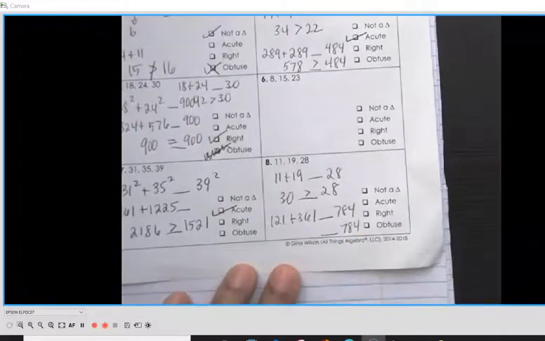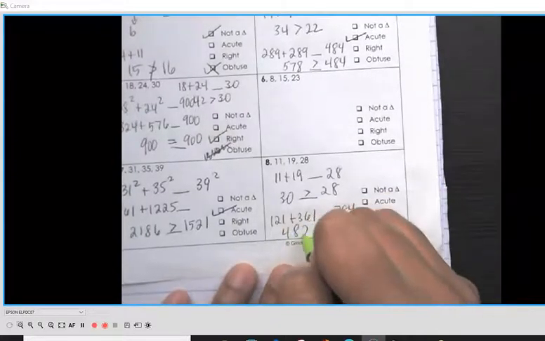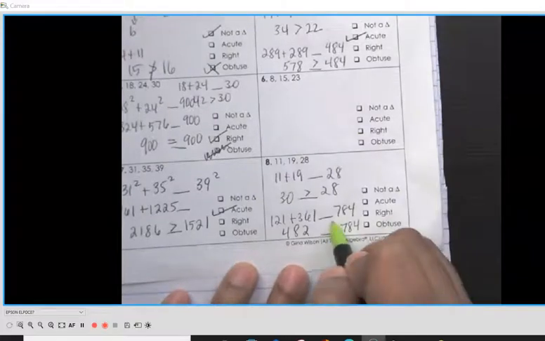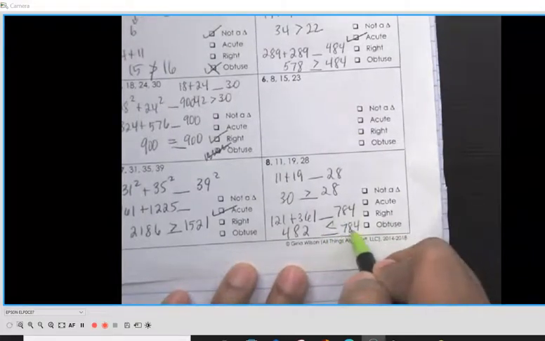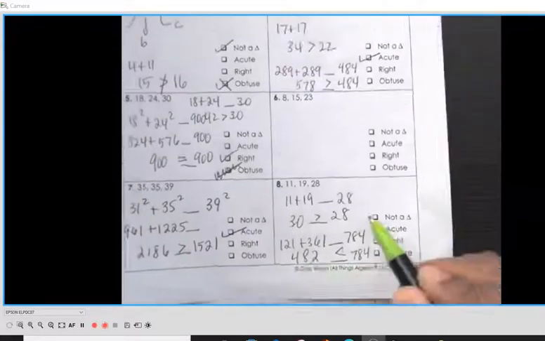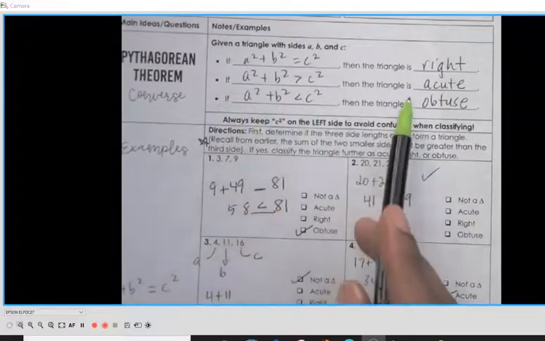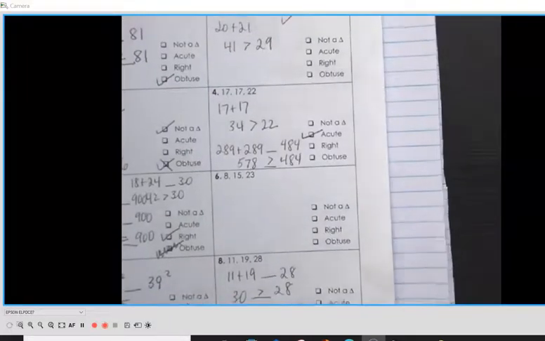And now when I add together 121 plus 361, sorry for the bird, he's fussing. Because this side, the c squared side, is greater than the sum of the a squared and b squared, we're going to say it's obtuse. When those two sides are smaller than this one, obtuse. So this one was obtuse.